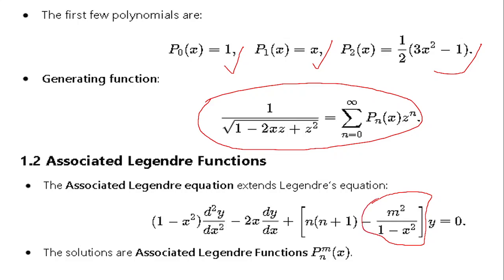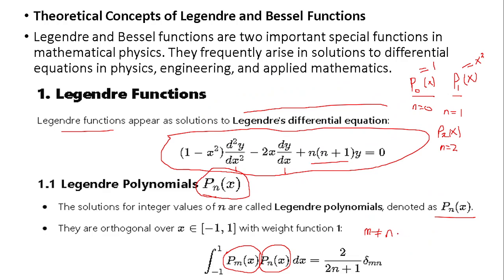If you check this and the Legendre polynomial, everything here is 1 minus.